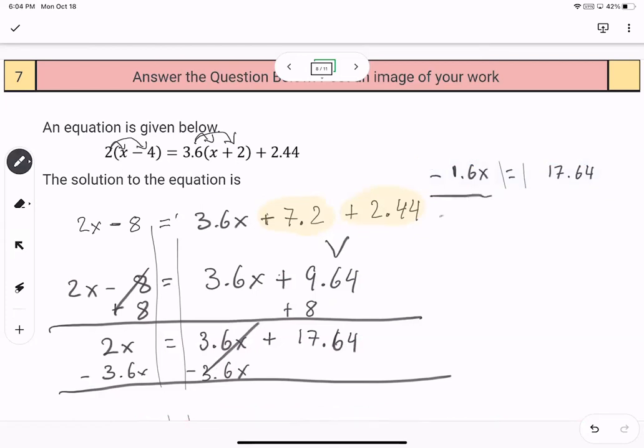Now I divide both sides by negative 1.6, because we want x by itself. So 17.64 divided by negative 1.6 is x is equal to negative 11.025.